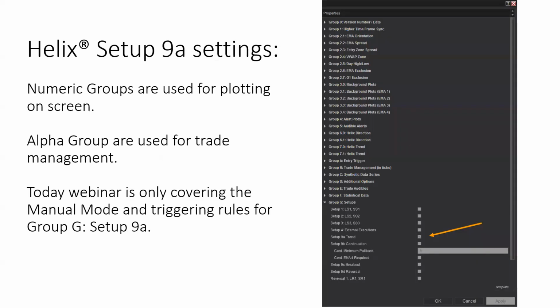But anyway, now you get into the settings, and this is kind of what the settings look like. Here's all the numeric groups, the version numbers I mentioned, higher time frames, syncing to higher time frames, the EMAs, orientation mandates. The 2s are all your exclusions, things like VWAP. You don't want to trade around there, don't want to trade around highs and lows, etc. All that business. When you get into 3s, it's more plotting, the background plots, the entry zones, as far as the length and things like that you want to do.